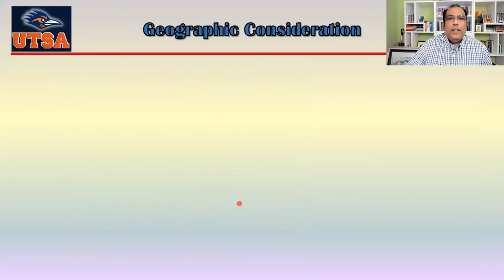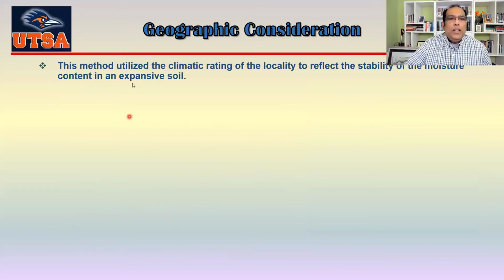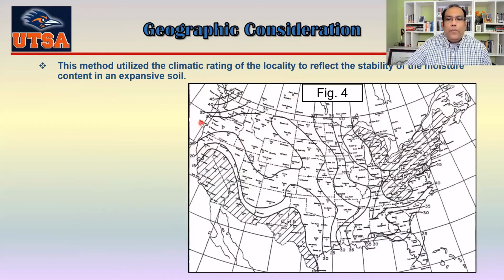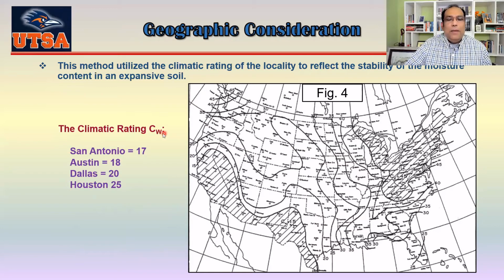Now let's move forward to the geographic location of the construction site. Okay, this is very, very important because of the seasonal variation of rainfall and everything. Based on the seasonal rainfall, how dry it could be and how wet it could be, we have a chart here which will show us the climate rating factor CW.